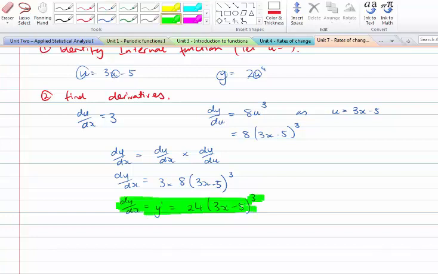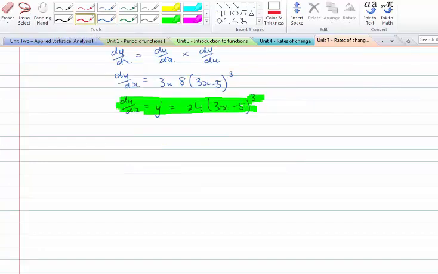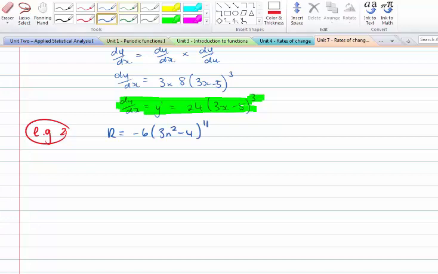Now I'll do another one just so you can see how it works when we have a slightly different set of variables. So e.g. r is equal to −6(3n² − 4) to the power of 11. Okay, so we're going to follow the same idea, and we can let u equal whatever's in the middle. So in this case it's going to be 3n² − 4. We'll replace 3n² − 4 with u, so r will be −6u to the power of 11.